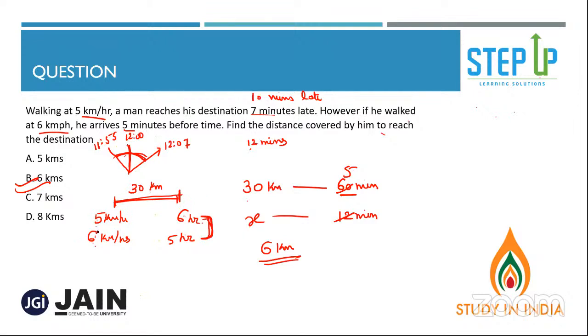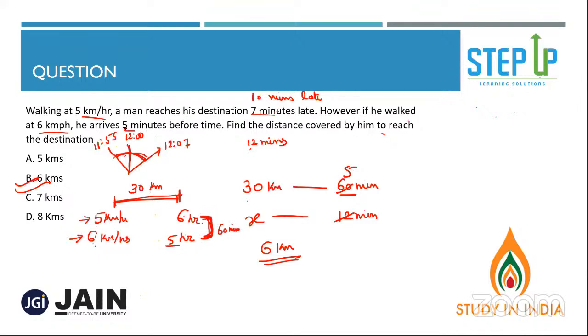So 5 and 6, LCM is 30. I assume 30 kilometers is the distance. 30 by 5, 6 hours. When 5 kilometers per hour is my speed, I'll take 6 hours. When 6 kilometers per hour is my speed, I'll take 5 hours. So you are taking 6 hours, I am taking 5 hours. What is the time difference between us? 1 hour, that is 60 minutes.